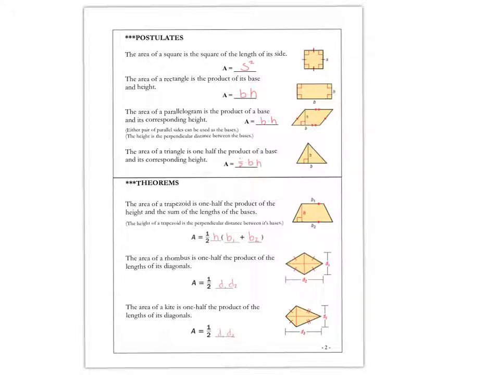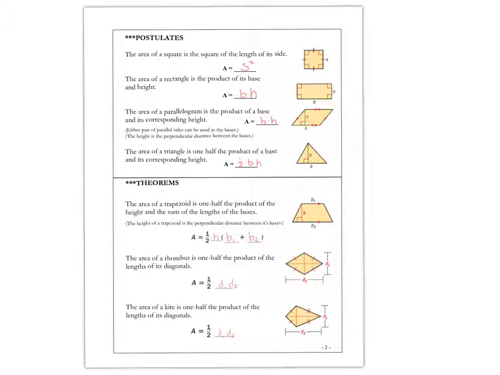Most of the formulas you probably already know, like rectangle, square, base times height. Parallelogram is also base times height. The biggest thing for a parallelogram is the height is not one of the sides. It's a perpendicular to the base. Triangle, you already know, 1/2 base times height. And then trapezoid is going to be 1/2 times the height times base 1 plus base 2.